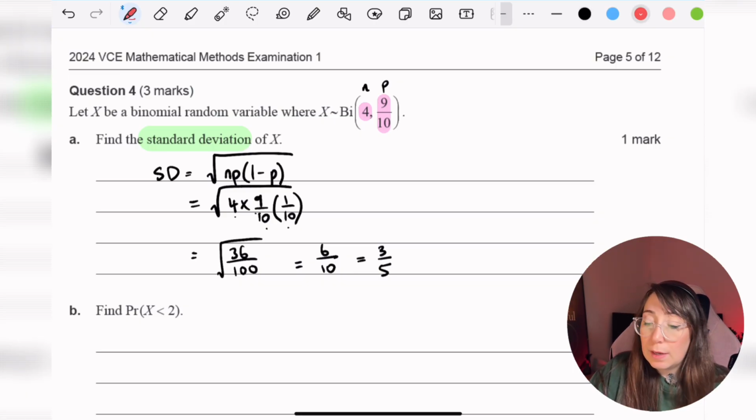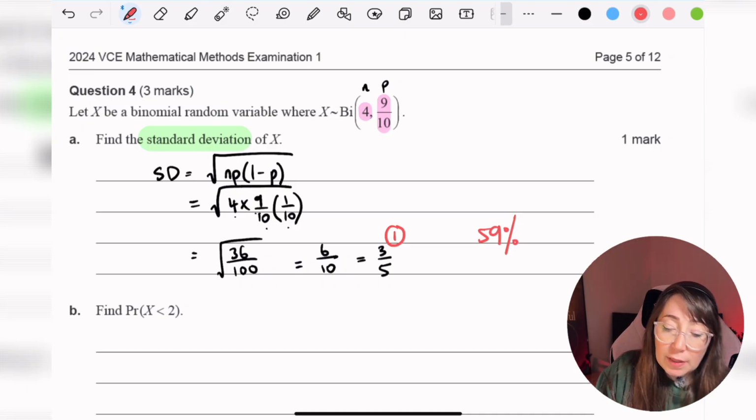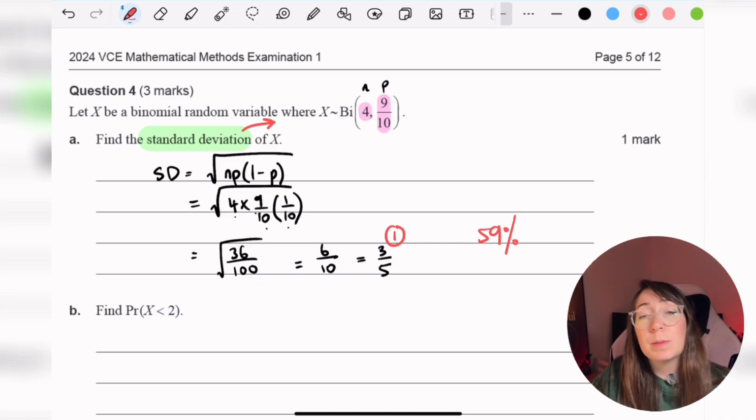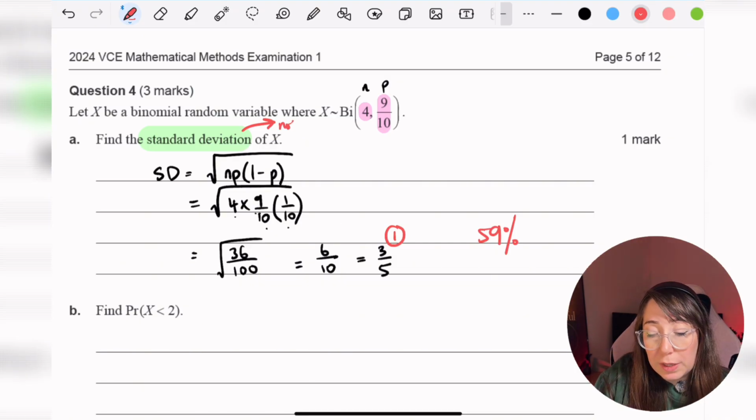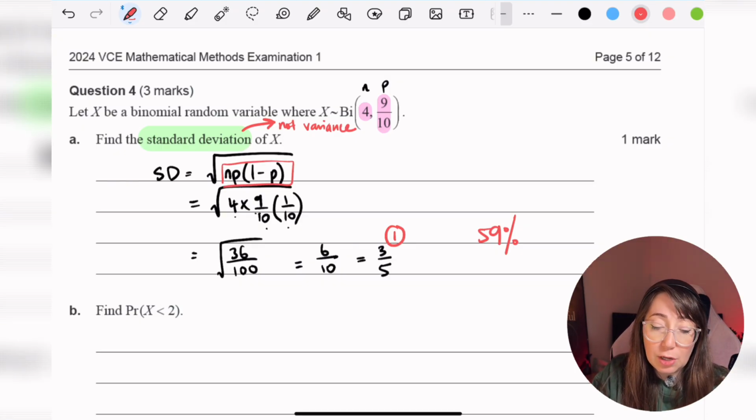For the examiners, 59% of students got this correct. It's only 1 mark, so that goes straight to the answer, and they have noted that it is the 3 on 5. So it looks like you do need to simplify your fraction here, unlike that first question there. The one thing that they noted for this question is that they are specifically looking for the standard deviation. We are not looking for the variance. So it seems like a lot of students found the variance instead, which is just this part inside. They want the standard deviation, which is the whole thing there.